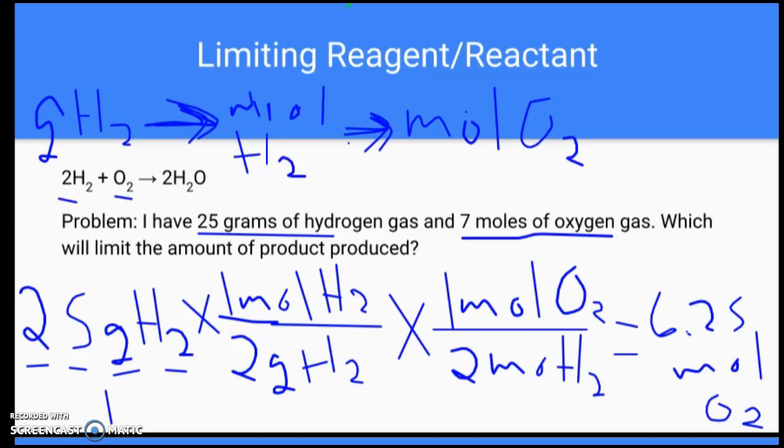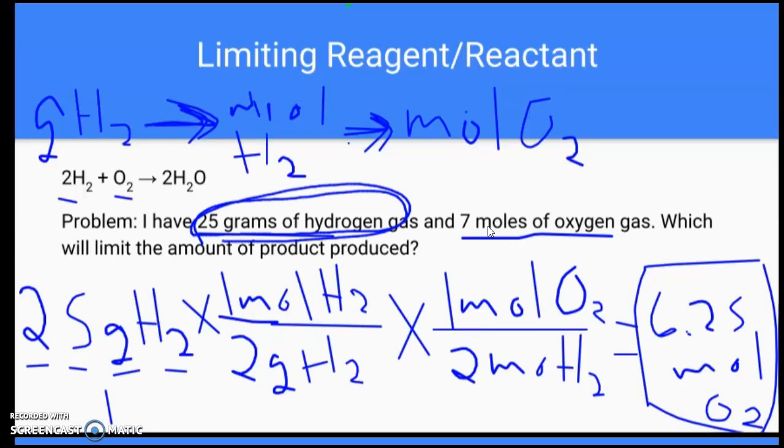And then I just say, okay, so this means if I have 25 grams of hydrogen, I'm going to use up 6.25 moles of oxygen based on this balanced equation. And then I just assess this. Do I have 6.25 moles of oxygen to use up all this hydrogen? Yeah, I actually have more than that. So because I have more than that, it means I'm not going to run out of oxygen. My limiting reagent is actually going to be the hydrogen gas. I have excess oxygen. I'm not going to run out of that. So my limiting reagent is the hydrogen gas.